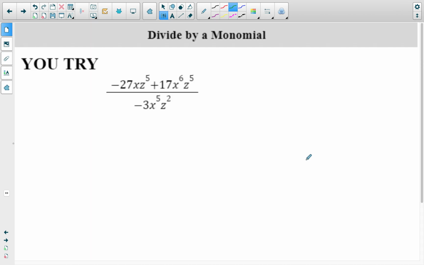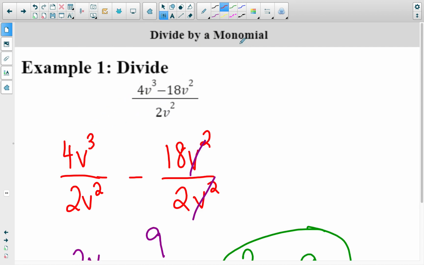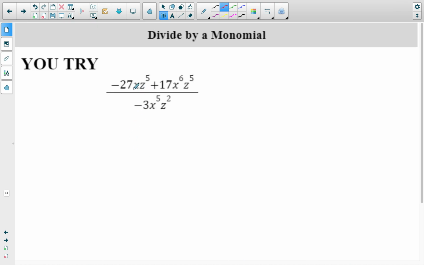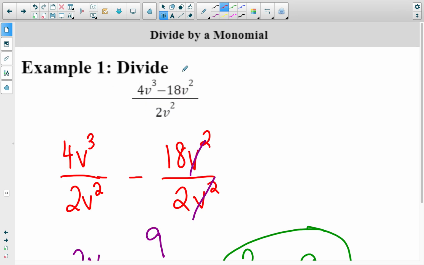Pause the video, give this one a try. Okay, hopefully you've taken a look at it. You do not have to write it out separately if you don't want to. If you're able to visualize what this would be, that's what I'm going to show you here, then that's fine. If you still need this, though, if you need that step, go for it.